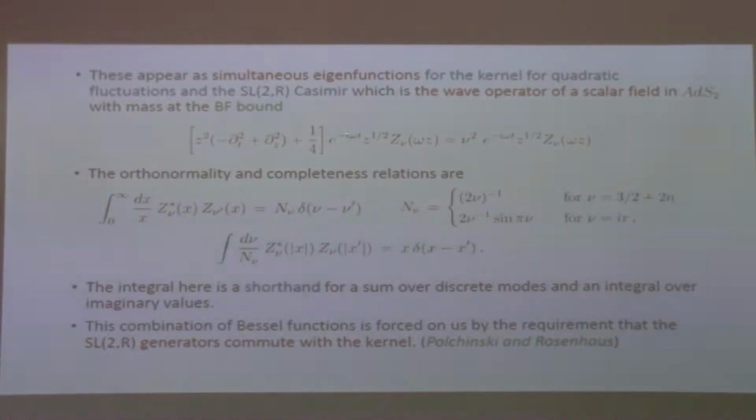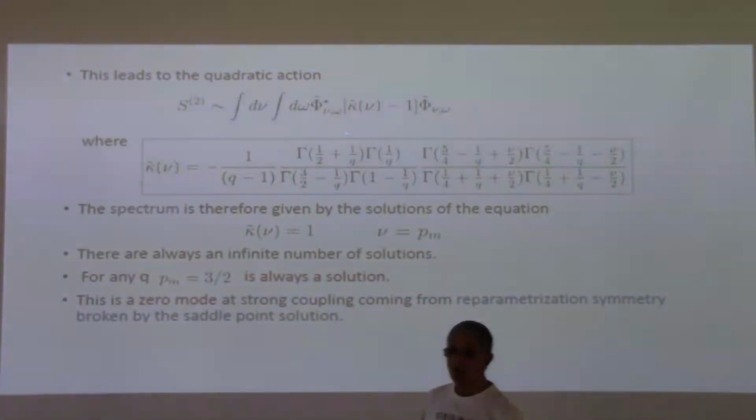So I've written down the orthonormality and the completeness relationships for these functions. Once you do that, it's like going to Fourier space in a standard field theory. You end up with the action in mode space. So these are the analogues of the Fourier transforms of the fluctuation fields, these phis, and then there is this function of this order nu which sits in the middle. So the inverse of this kappa tilde nu minus 1 is going to be the mode space propagator.